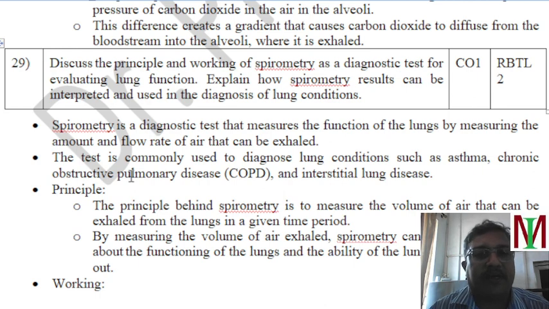Explain how spirometry results can be interpreted and used in the diagnosis of lung conditions. Okay, spirometry, it is a test. It's a machine which is used to check the air, the capacity of our lung to hold.